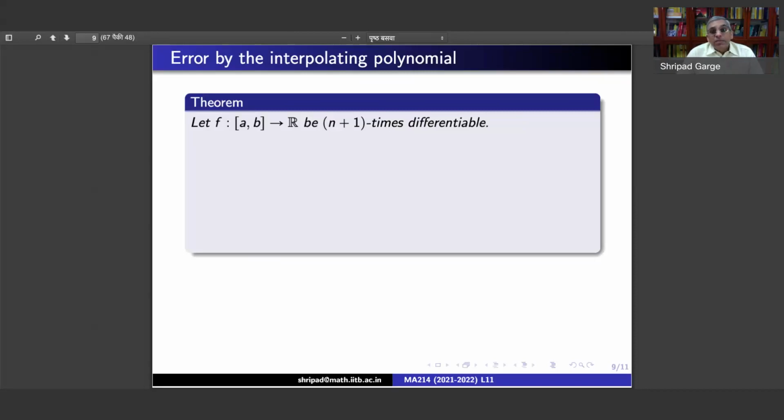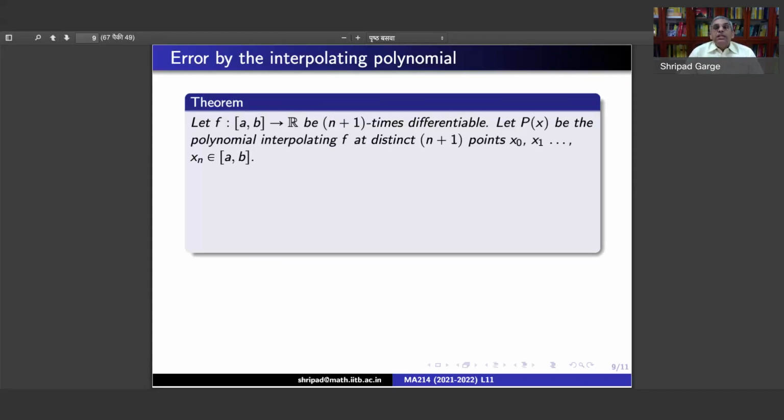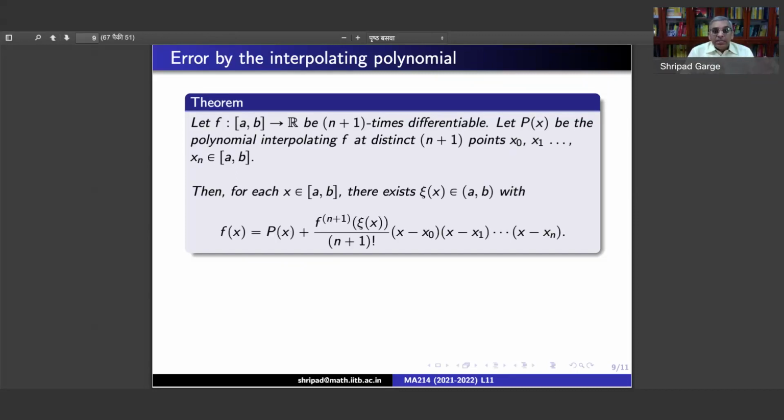You will need that your function be n+1 times continuously differentiable. I forgot to mention continuously differentiable, I will put it there. So your function is n+1 times continuously differentiable, and p(x) is the polynomial interpolating your function at distinct n+1 points, x0, x1 up to xn, which are points in [a, b]. Then for each x in this [a, b], there is some point xi(x) in the open interval (a, b) with the property that f(x) is p(x) plus this error form.